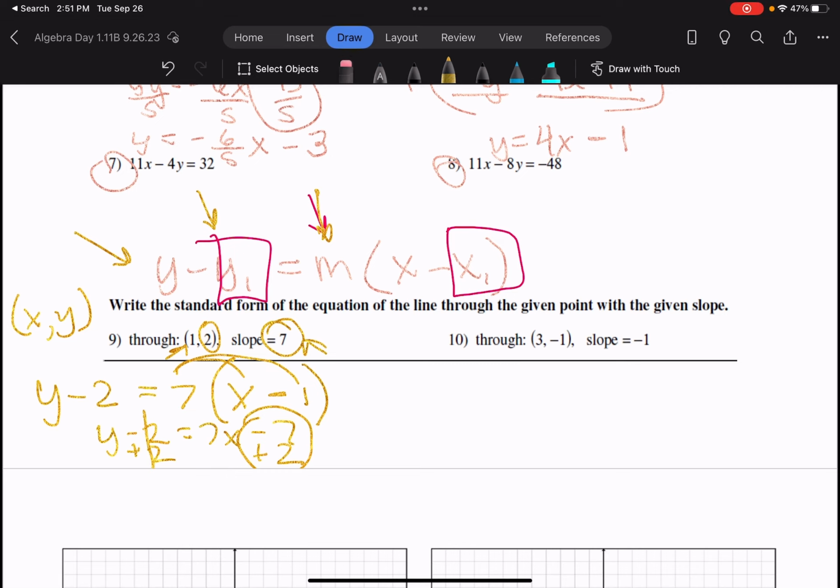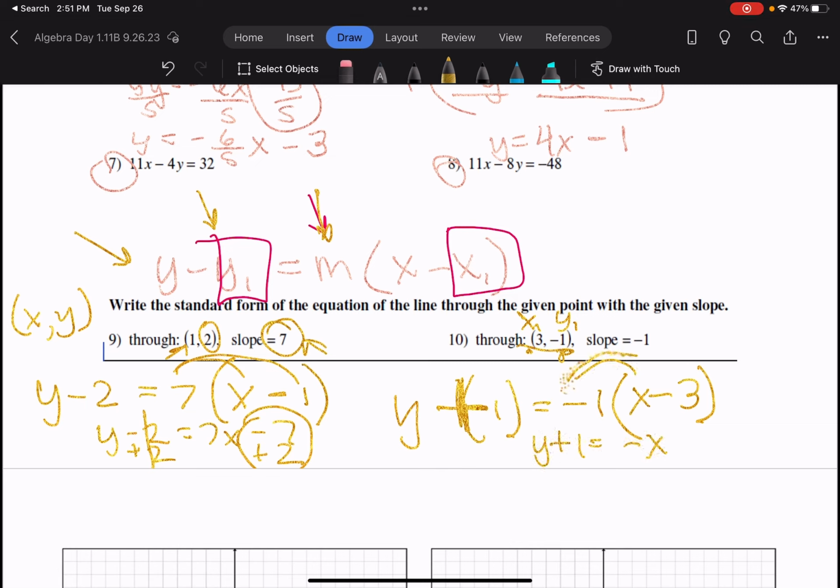So same thing. We're going to use this. This is x sub 1. This is y sub 1. And that's the part we're replacing in the equation. So y minus a negative 1 equals, slope is negative 1 times x minus 3. Okay? Again, I substituted negative 1 for y sub 1, and 3 for x sub 1. Now, y minus a negative 1 becomes plus, and then I'm going to go ahead and distribute. So we have y plus 1 equals negative x, and then plus 3.